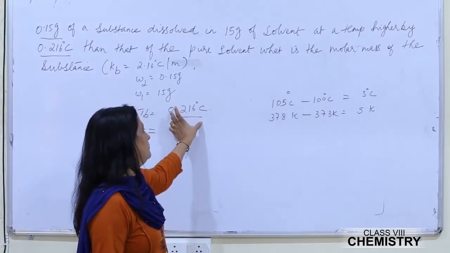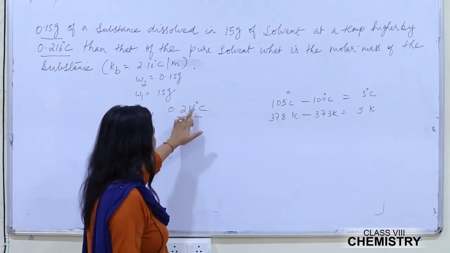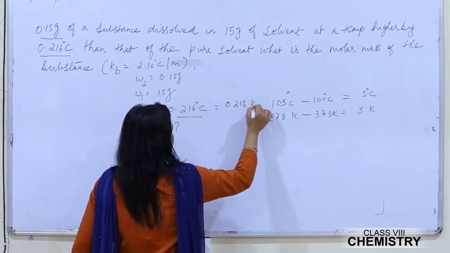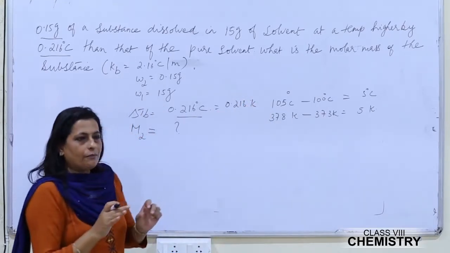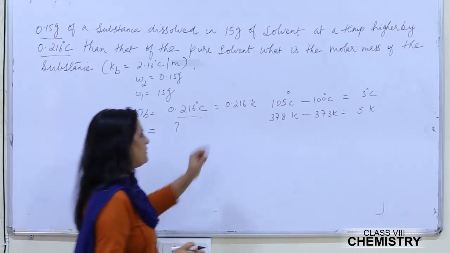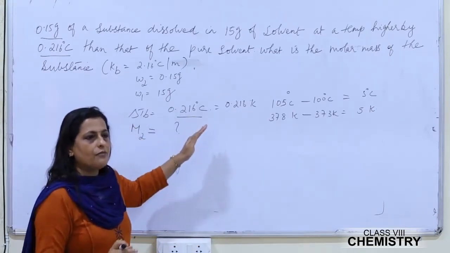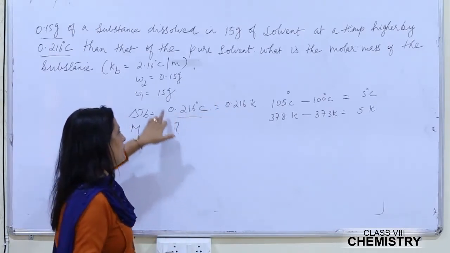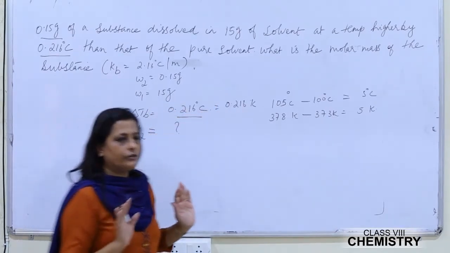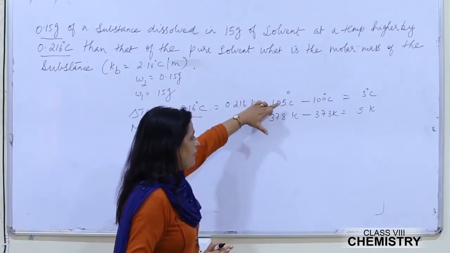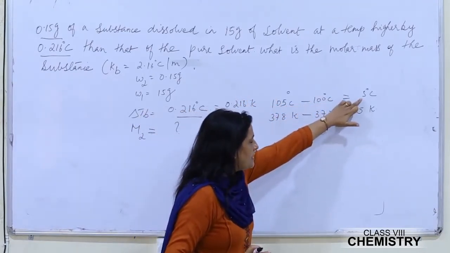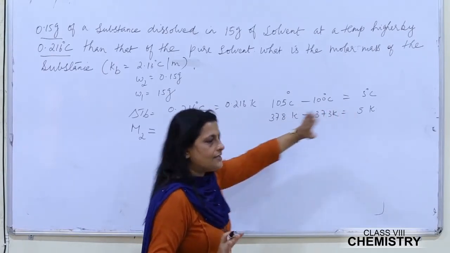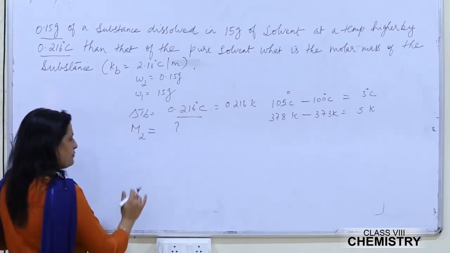So this represents what? Difference in temperature. So 0.216 degrees C is equal to what? 0.216 Kelvin. So elevation in boiling point, if it is given in degree C or if it is given in Kelvin, it's the same. You are not going to change. You are not going to convert degree C into Kelvin. If you are going to convert this, the total thing will go wrong. So got the difference? 105 degrees C minus 100 degrees C is 5 degrees C. It's the same only. Here also you will get, because it represents what? Difference in temperature. So you have to calculate M2.